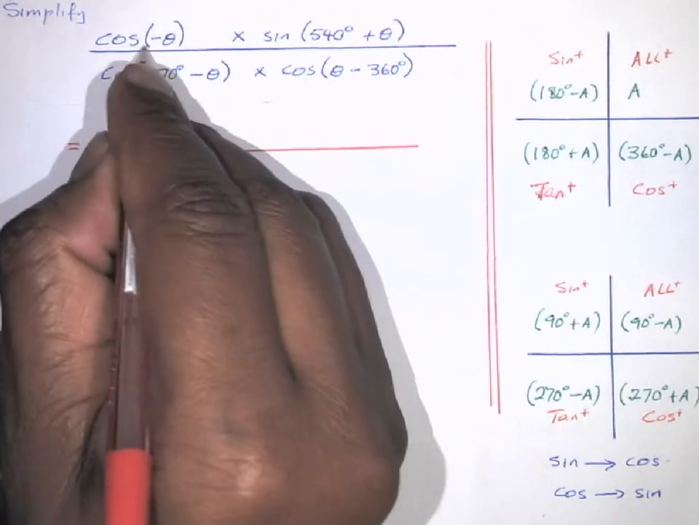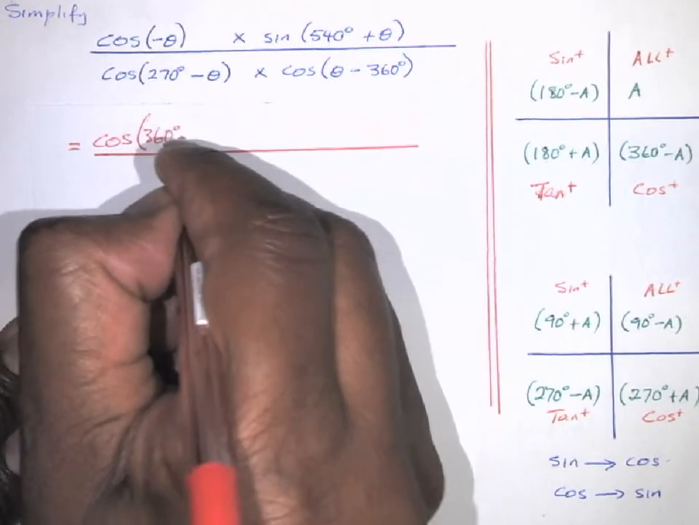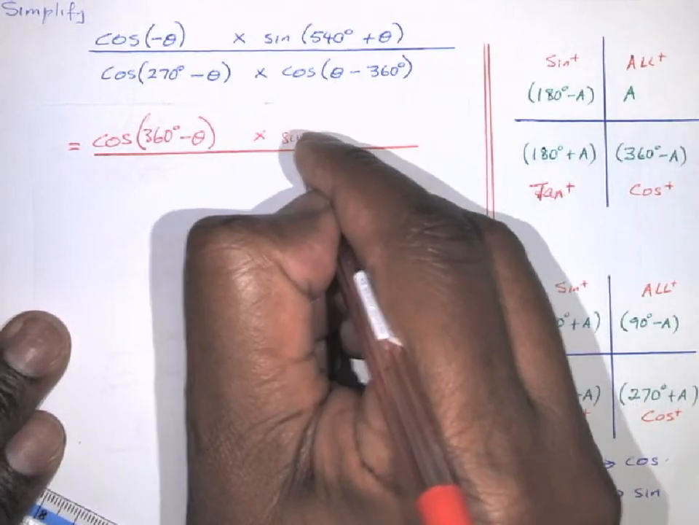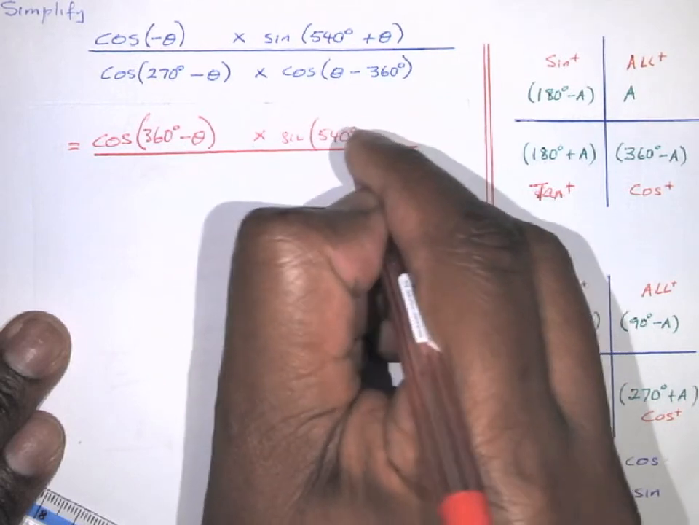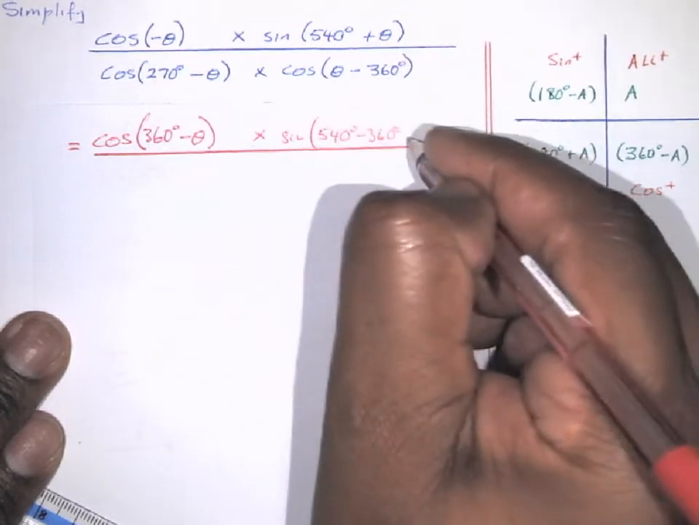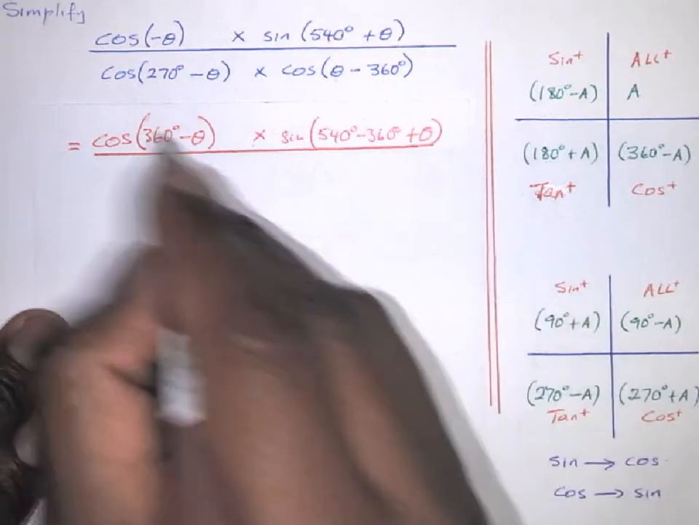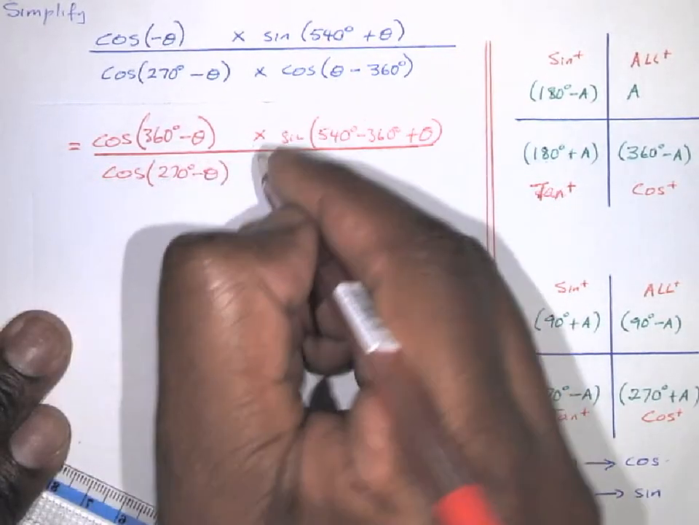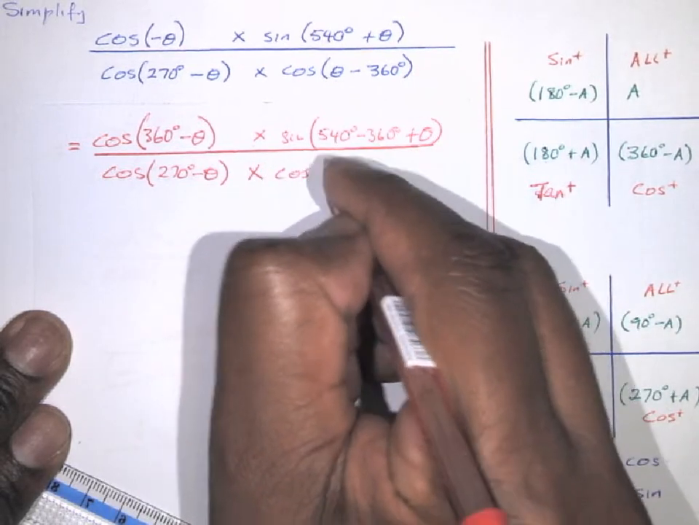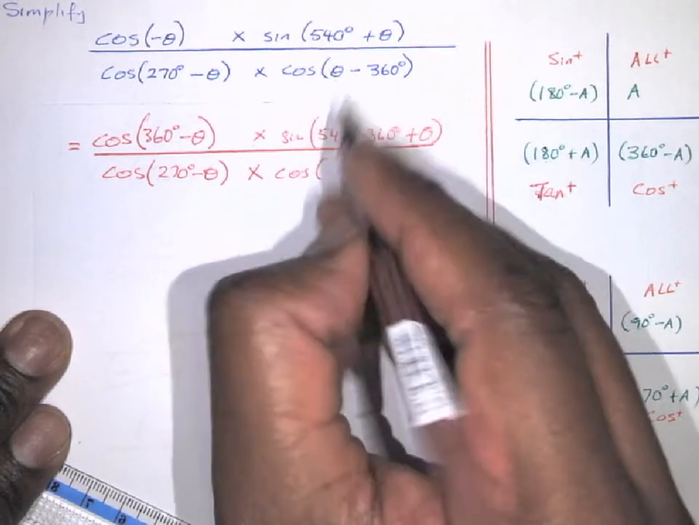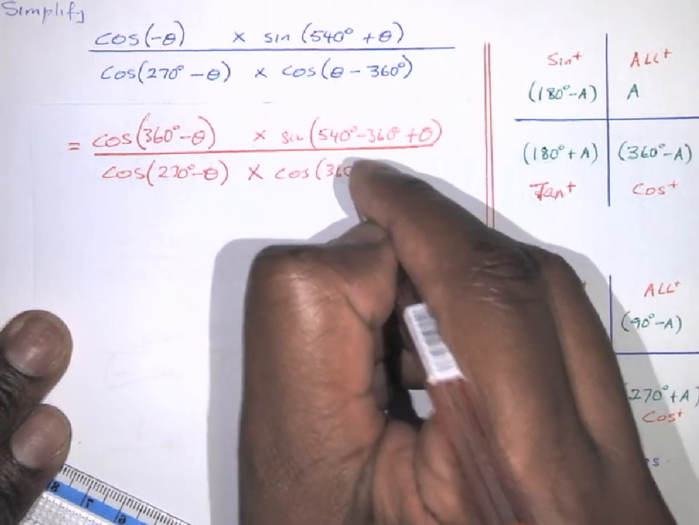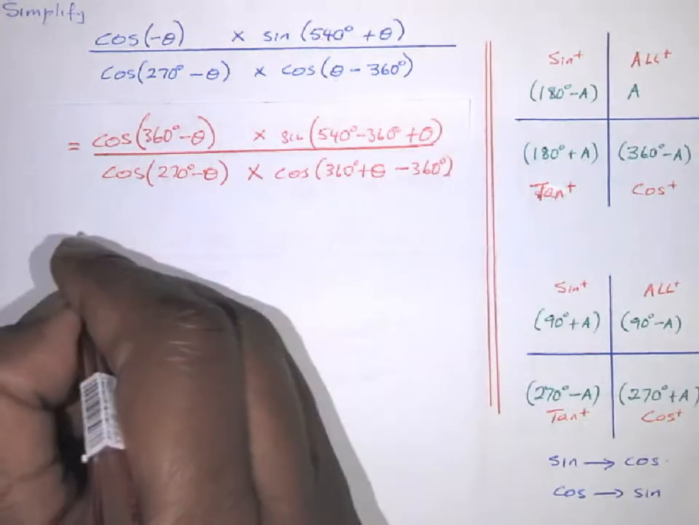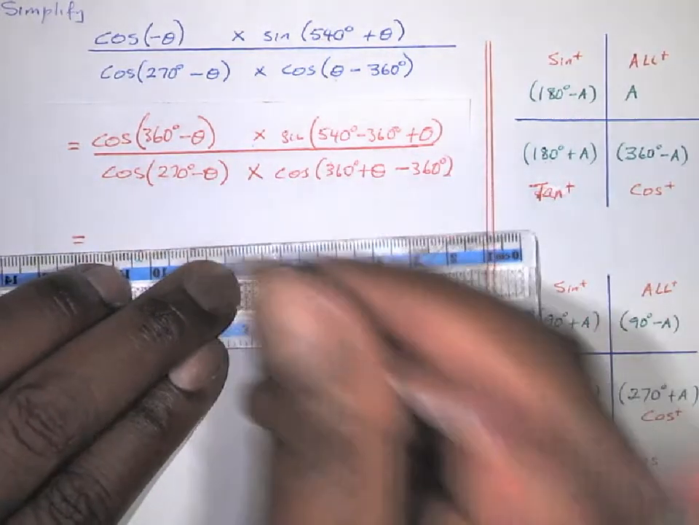We said we'll put a 360 there, so 360 degrees minus theta, then multiplied by, we'll subtract 360 there, so this is sine of 540 degrees, subtract 360 degrees, then plus theta. So this we said is fine, so this is cos of 270 degrees minus theta times cos. We said this angle is small, so we put 360, so this is 360 degrees, then plus theta, then minus 360 degrees. So which is equal to, let's put a division line there and simplify.